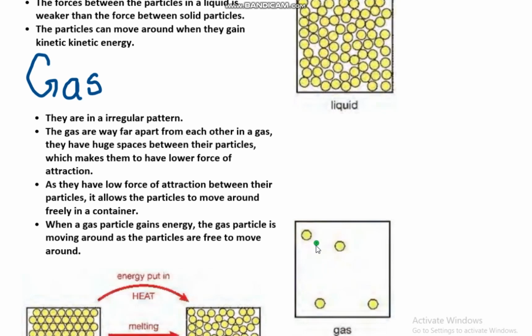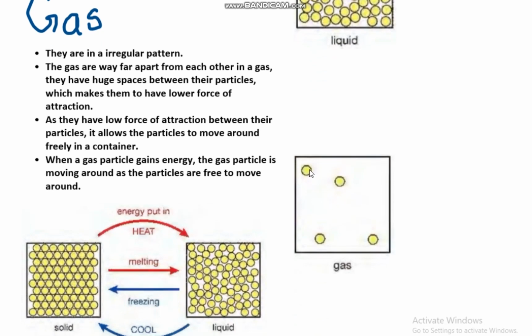You can see in the picture they have huge gaps, even I can draw it between them, and this causes the force of attraction to become very weak. And then when they gain kinetic energy, they tend to move around as liquid particles. Even the force of attraction is so weak that they can move around in the whole container.